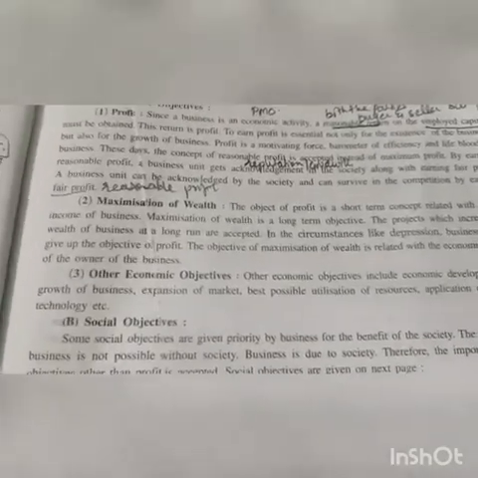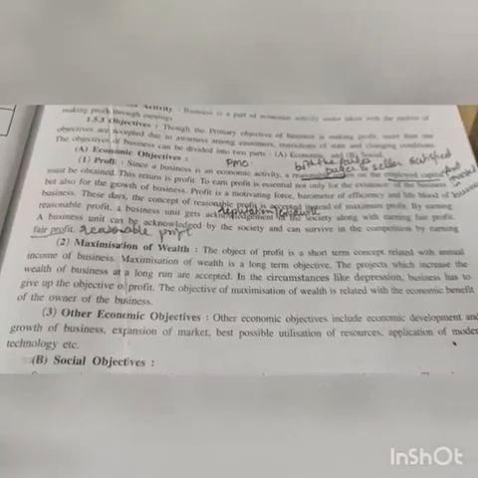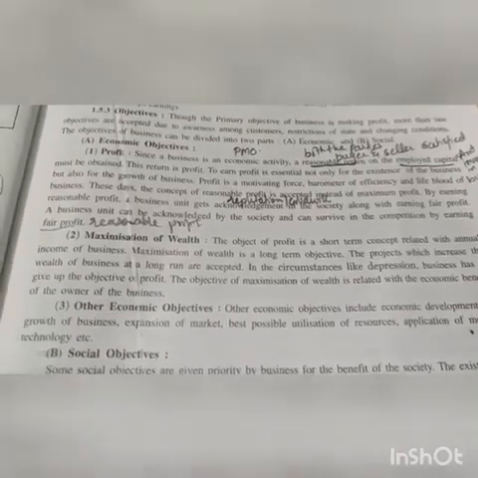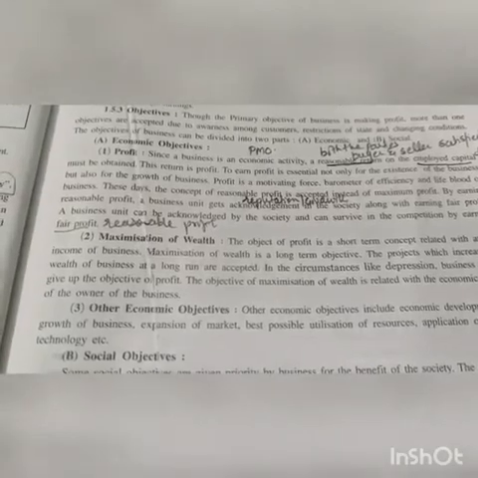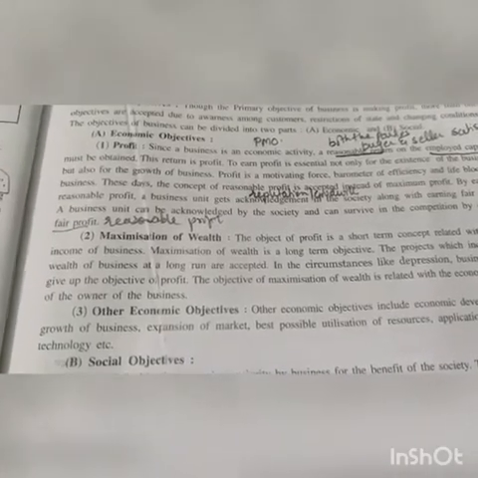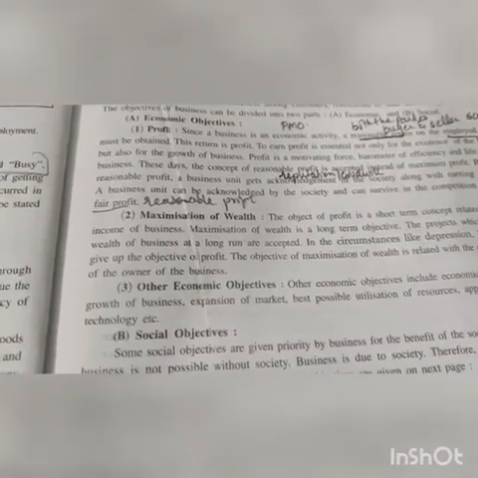Second C, maximization of wealth. The objective of profit is a short-term concept related with the annual income of a business. Here, when you are talking about profit, you will always say that this year I earned this much profit. Maximization of wealth is for a long term. So remember, wealth is for a long-term period, whereas profit you will always determine on a short-term basis.